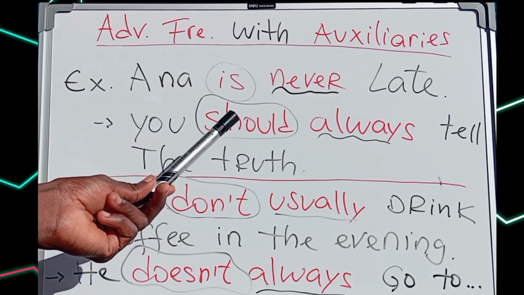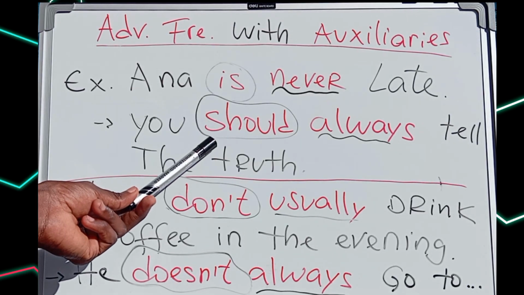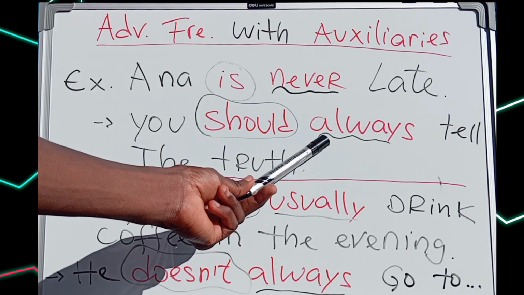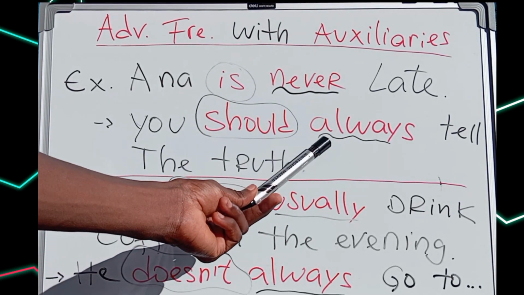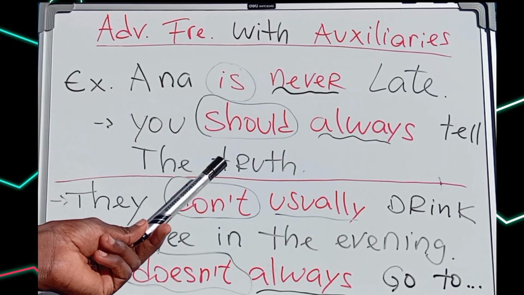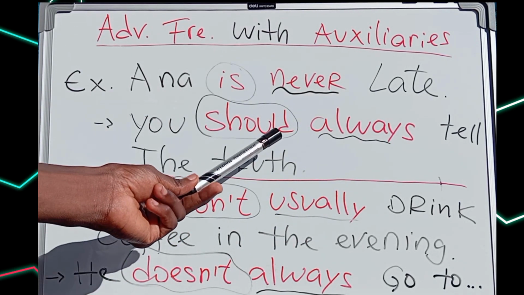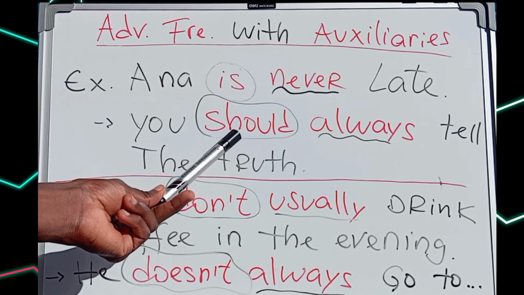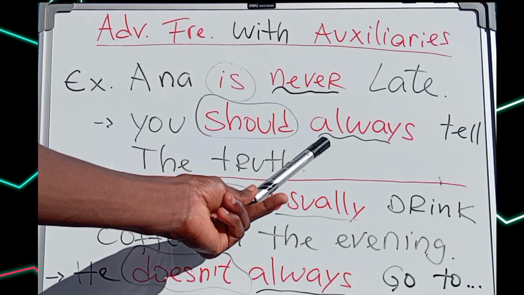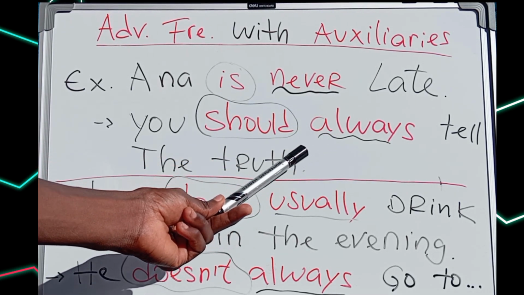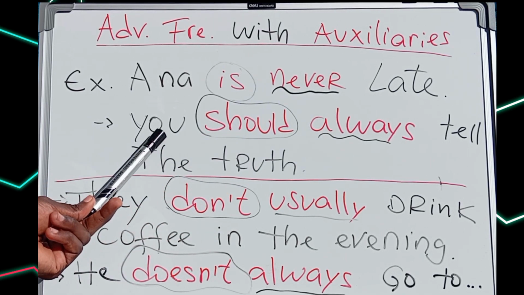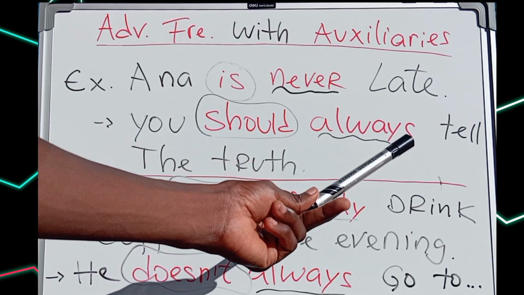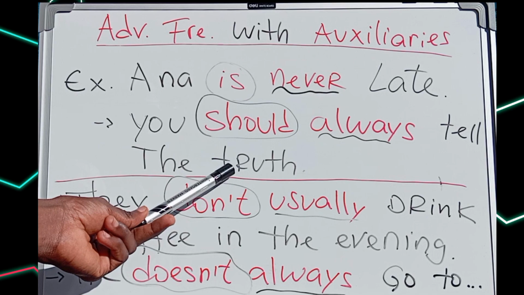After the auxiliary. We have here you should always, right? You should always tell the truth. We have always here and we have the auxiliary here. So the adverb of frequency comes where? After the auxiliary. You should always tell the truth.